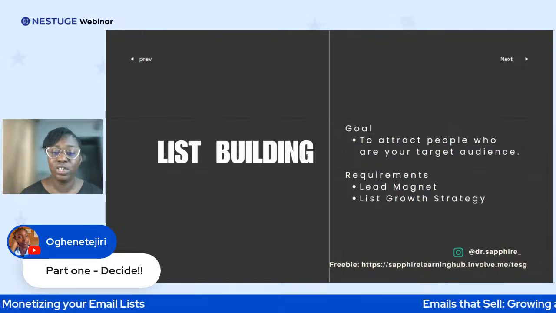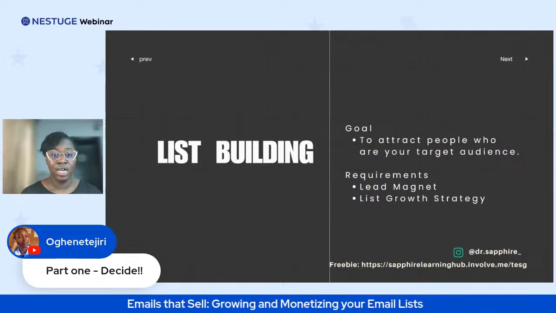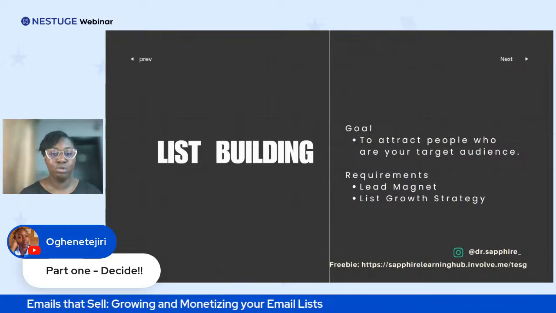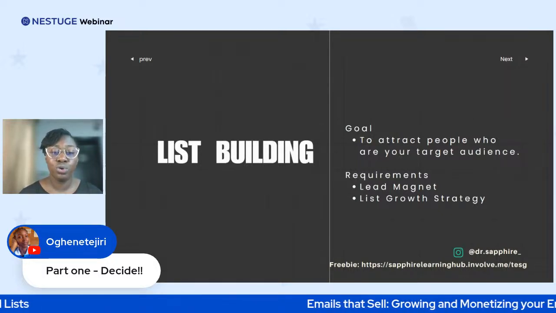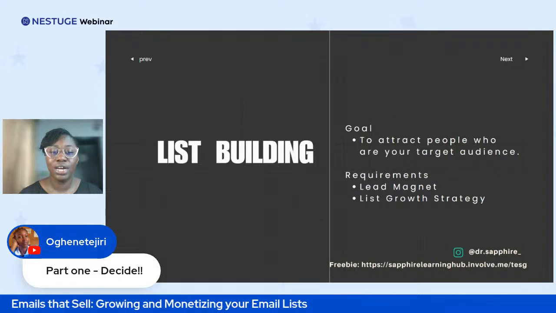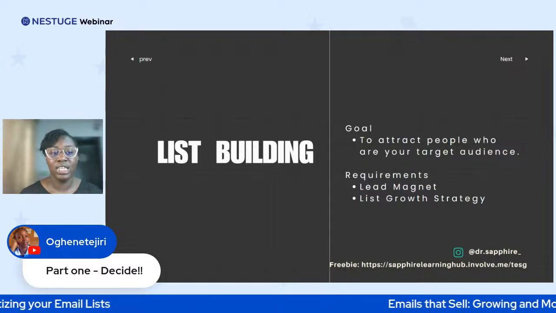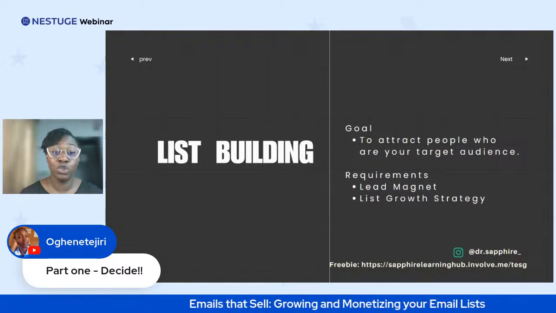And how do you do that? There are requirements for this. So one is the lead magnet. Two is your list growth strategy. Remember I told you what your list growth strategy entails, who you want to attract, where you're going to share it, how you're going to share it. Okay, so once you decide on the lead magnet, which is what it is you're going to give people in exchange for their email addresses, the next thing is how do you want to give it out and where do you want to give it out? That's where the 3 B's comes into place, okay?